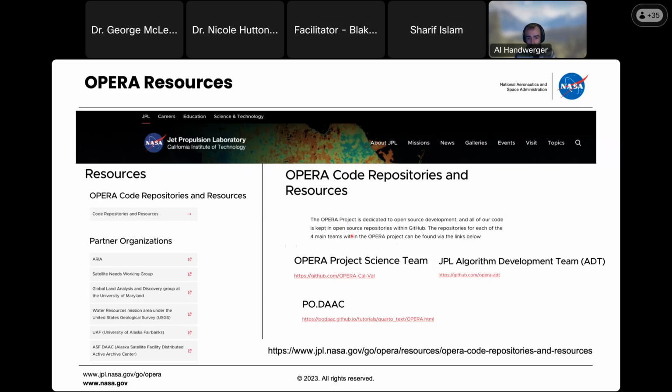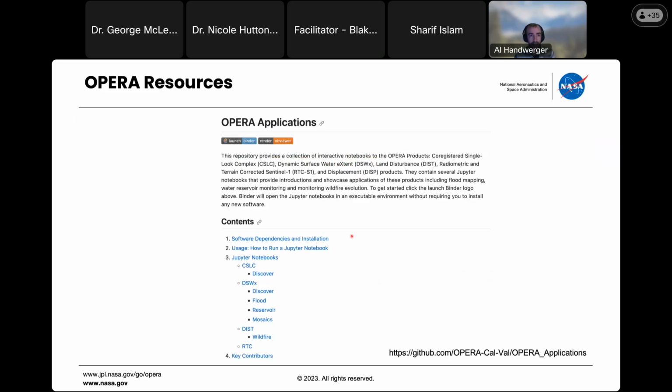But the OPERA science team has been working on a series of applications-based tools. So these are things that are more specific to the end users. We do this through Jupyter notebooks, and we've released already a series of them, more for the water product, including things like making flood maps. And so we'll point you to a specific example, but then you can, of course, modify your area of interest and use the same tools in different locations.